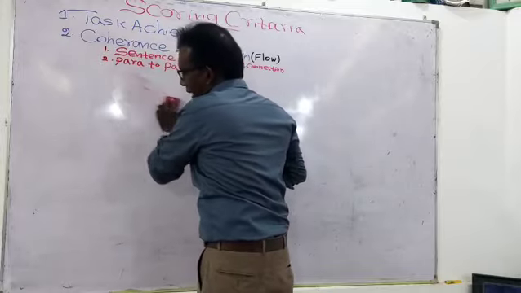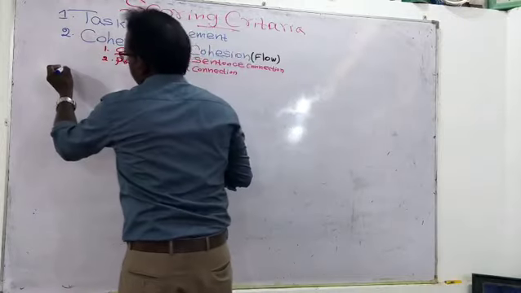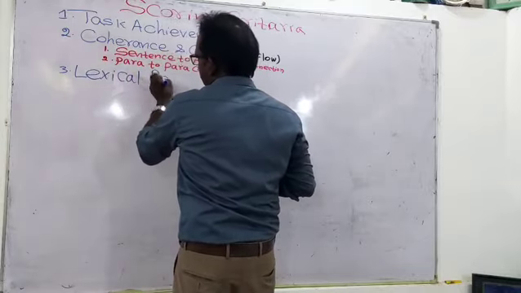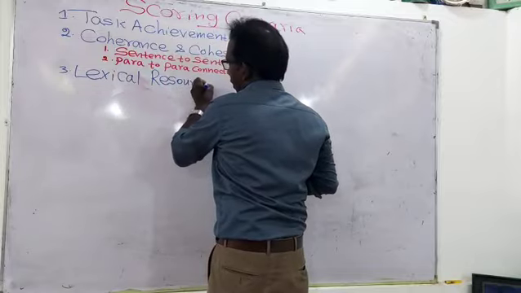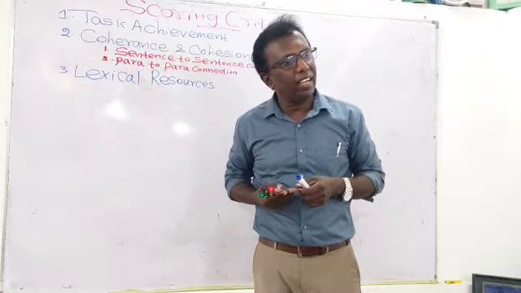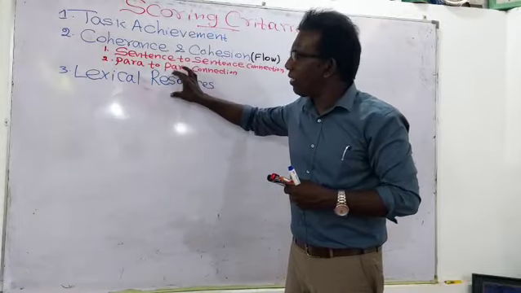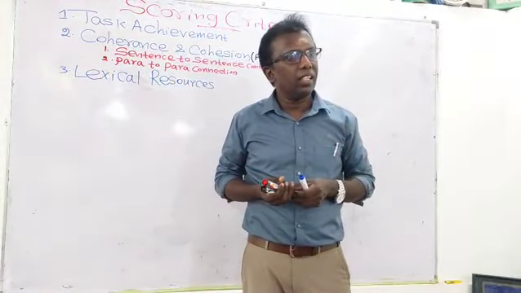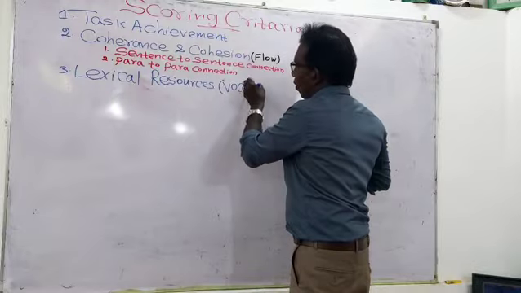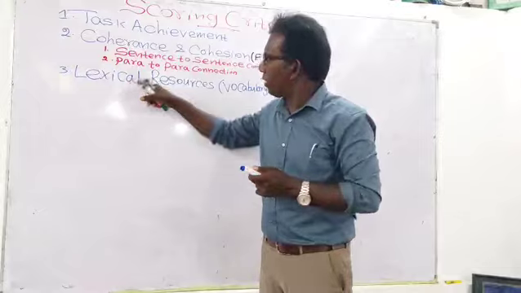Then the next criteria, the third one, we call lexical resources. This is your third criteria. What do you mean by lexical resources? Any idea? Now, task achievement, coherence and cohesion, then lexical resources. Lexical resources means actually your vocabulary. That is what we call lexical resources.